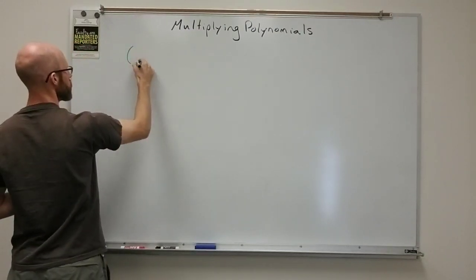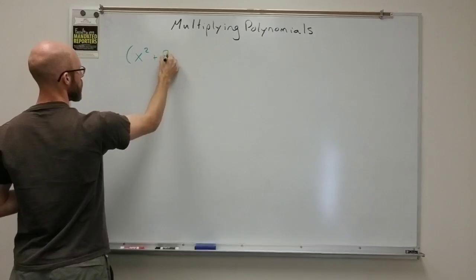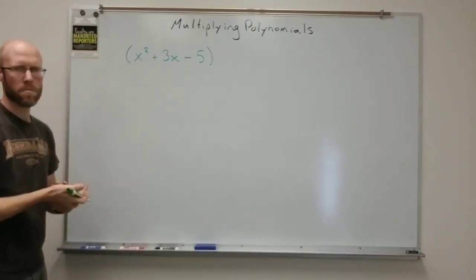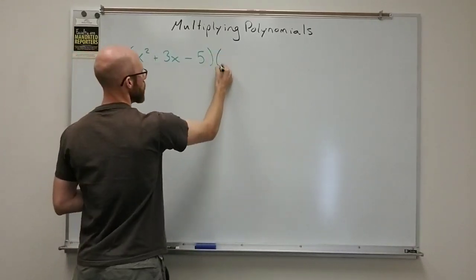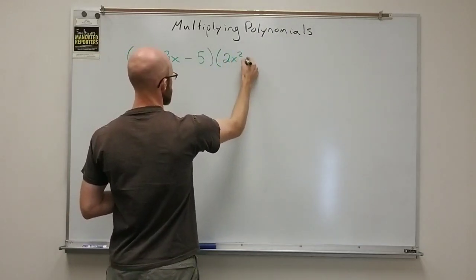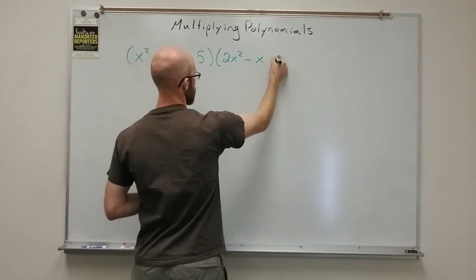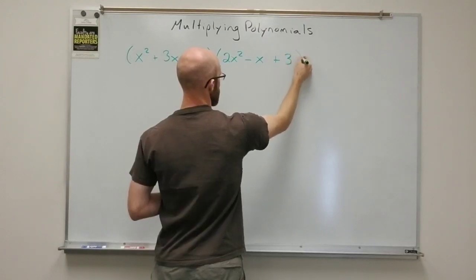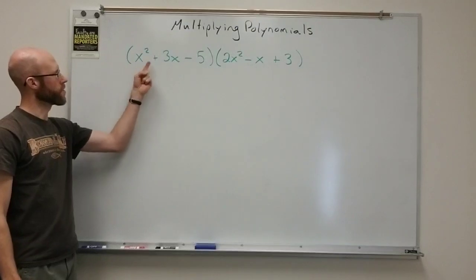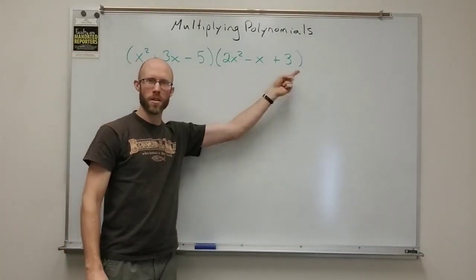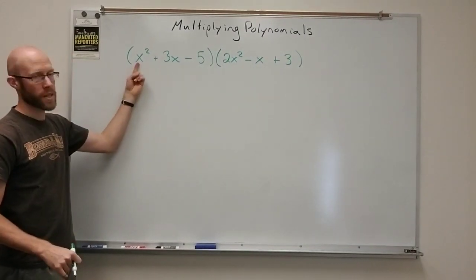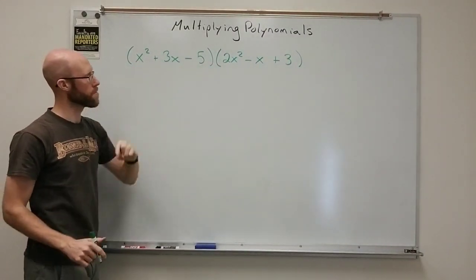So let's do x squared plus 3x minus 5. And let's do 2x squared minus x plus 3. Alright, so again, every term on the left must multiply every term on the right. I sound like a broken record, but that's what we want. So I start with the x squared. I'm going to multiply it by everything on the right.